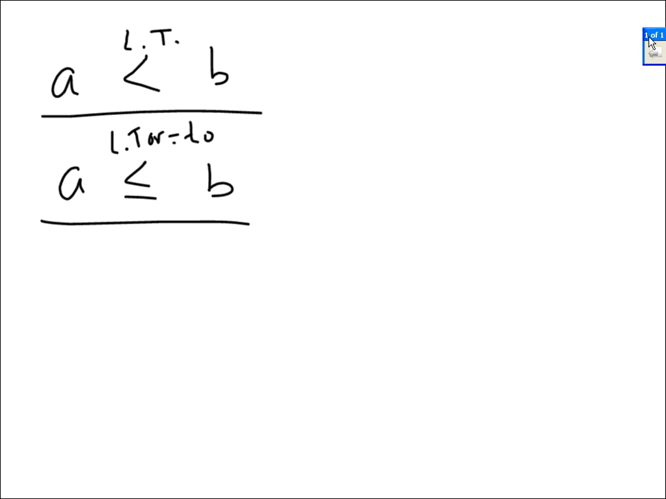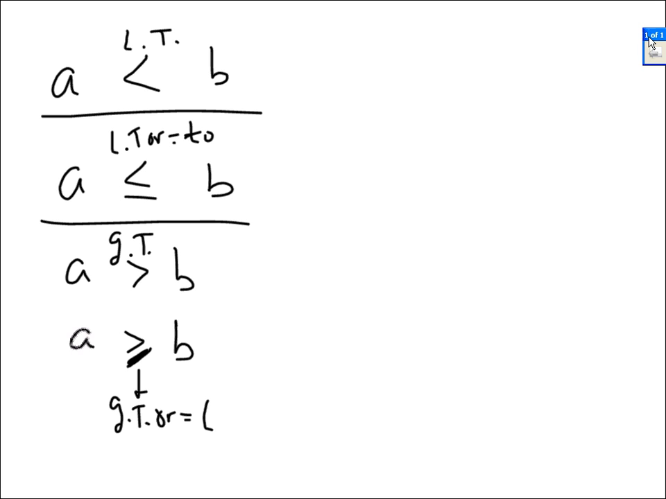The next one says A is greater than B. Greater than, more than. A is more than B. This says A is greater than or equal to. That's the equal to part. A is greater than or equal to B.